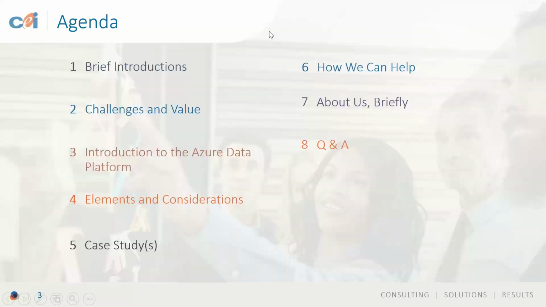Just to give you an overview of what we'll be covering today, Mike will be talking about the challenges and value associated with data platforms, and Derek will take over and give us an introduction to the Azure Data Platform and talk about elements and considerations you should think about during implementation. Then Sandy will take over and share a case study with you and talk about how we can help and tell you a little bit about CEI.